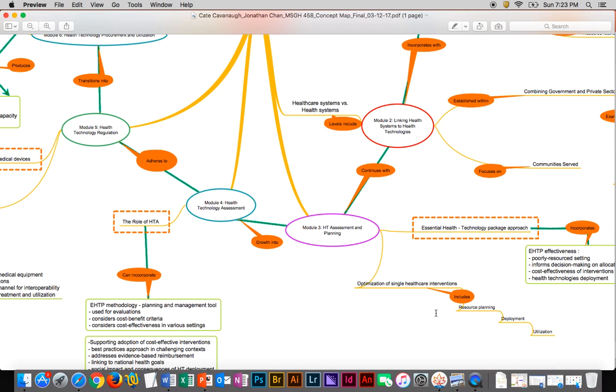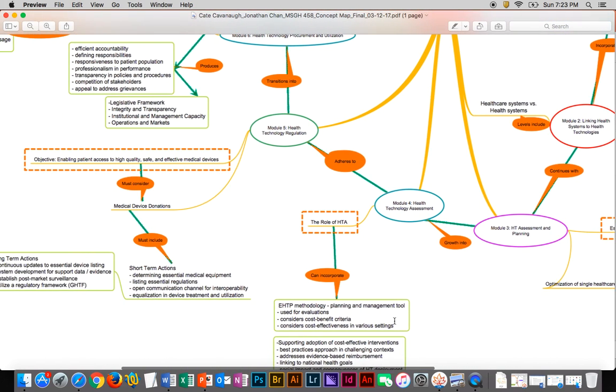Optimizing approaches for assessing, planning, deployment, and utilization of medical technologies is likely to improve the strength of an overall health system. Another important thing to note is that while planning for and obtaining medical devices is important, having a strict regulation system in place for the management of such devices is just as, if not more, important.